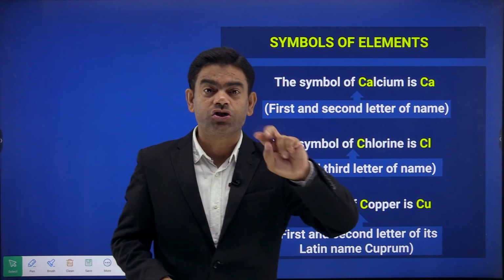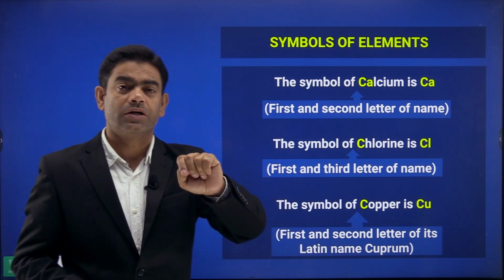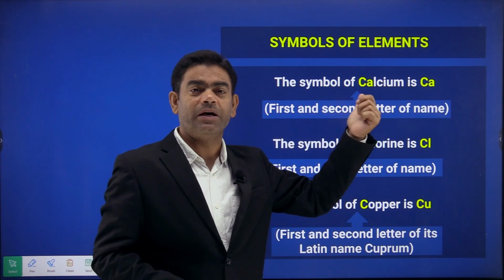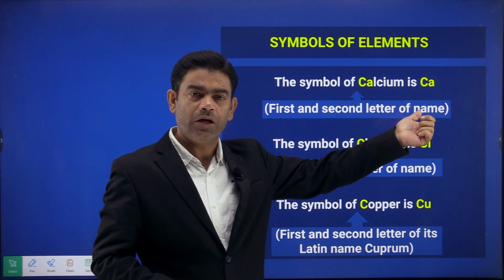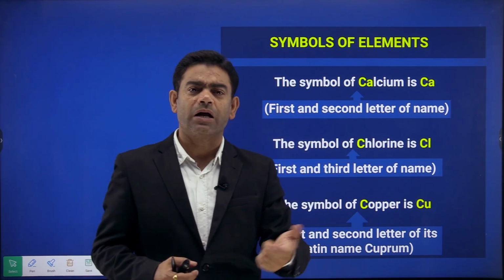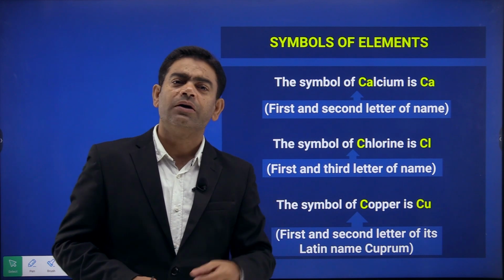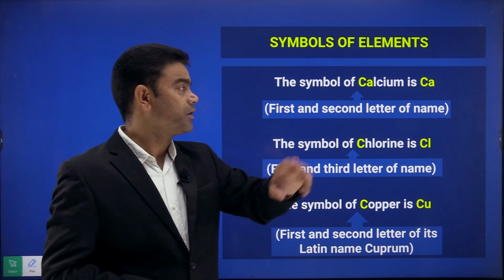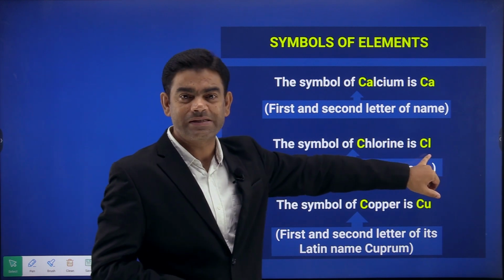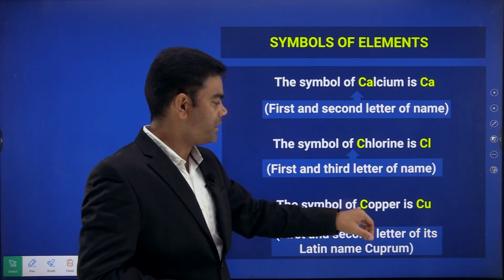And when we are using two alphabets, jab hum do alphabet ko use karenge, pehla wala capital mein hoga, dusra wala small hoga. So calcium has C and a. Carbon bhi C se start hota na, isliye C repeat hoga to confusion ho jayega. Carbon bhi hai, copper bhi hai, calcium bhi hai. So we started using double letters. Then we have chlorine, Cl. Copper mein Cu.